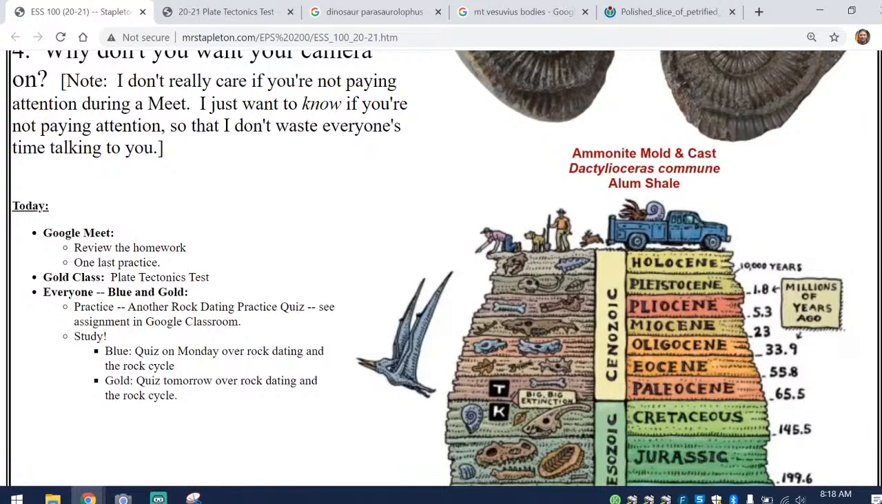So today, I want to go over the homework, and then you've got one last little practice to do relating to rock dating. This rock dating stuff isn't very long. And then you're going to have a quiz. Gold people, you've got your test today over plate tectonics, some of you. But then you're going to have a quiz tomorrow over rock dating and the rock cycle. So I'll do a little bit of briefing you on that.